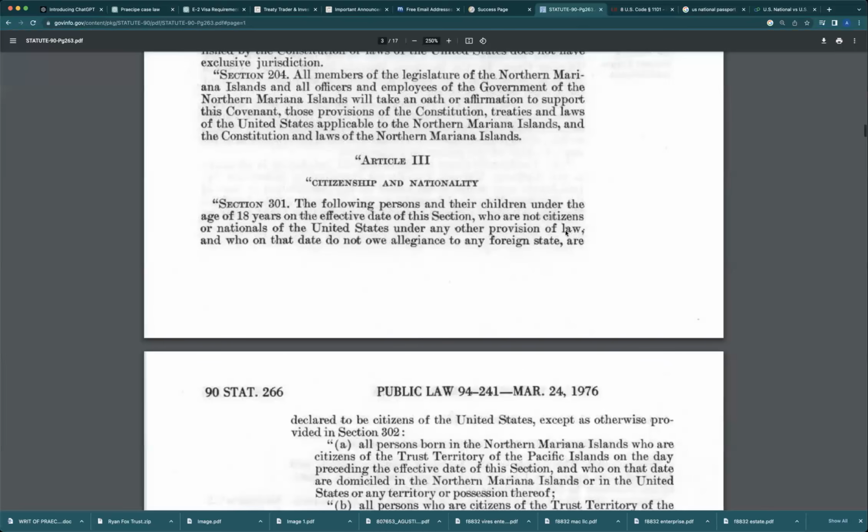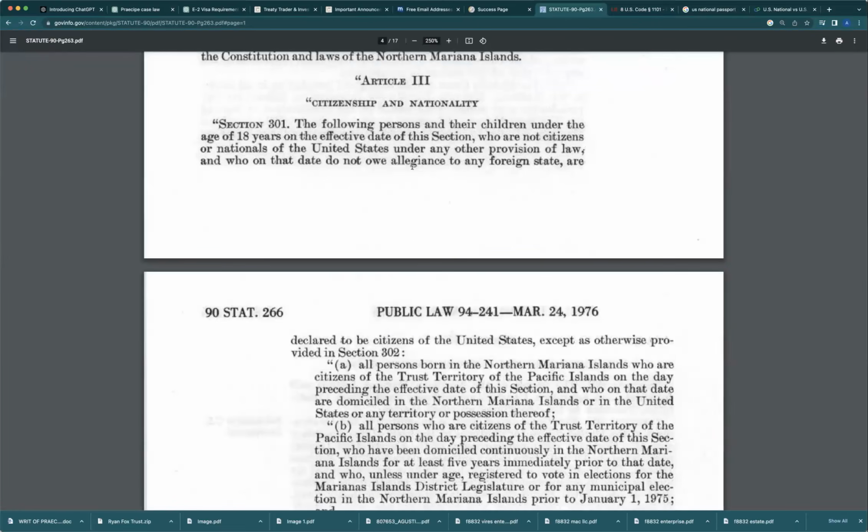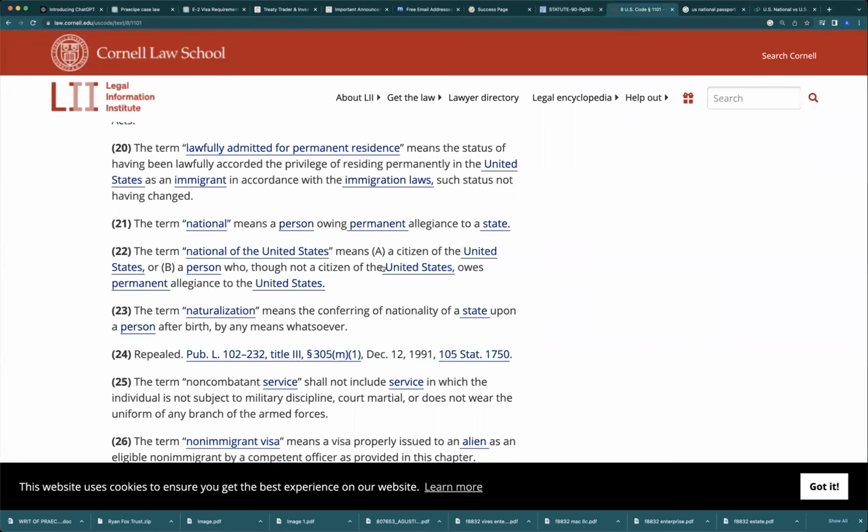Now let's go down. If you do not owe allegiance to any foreign state, you are declared to be citizens of the United States, except as otherwise provided in section 302. So why say foreign state here, and why say just permanent allegiance to a state? Right here, this word state is synonymous with the word country.